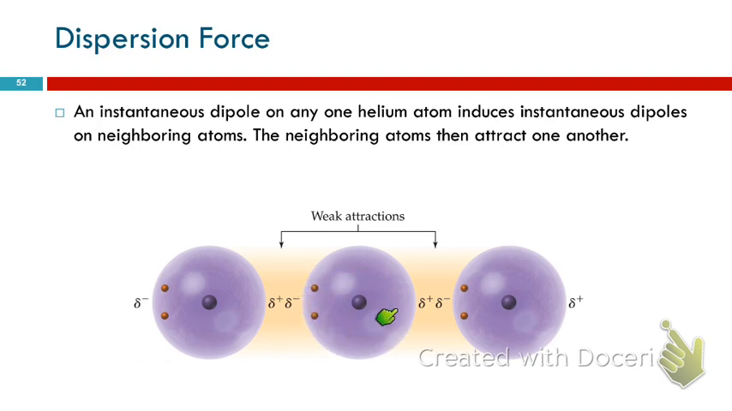The instantaneous dipole in this helium atom attracts the electrons in the next one, induces a dipole, a spontaneous dipole in the other one, and we have another attraction here. This one can influence the next one, etc., etc. Now, by the time this one has gotten lopsided, this guy's probably gone back to normal, and so this is gone. These attractions are very weak. They're very temporary. They come and they go.